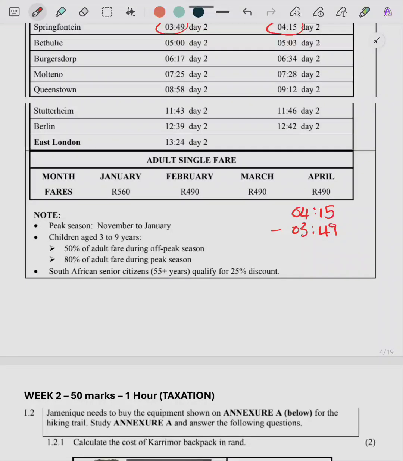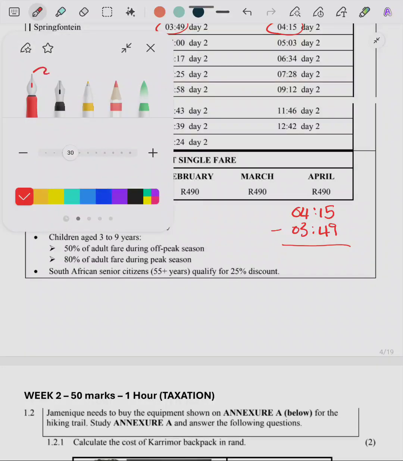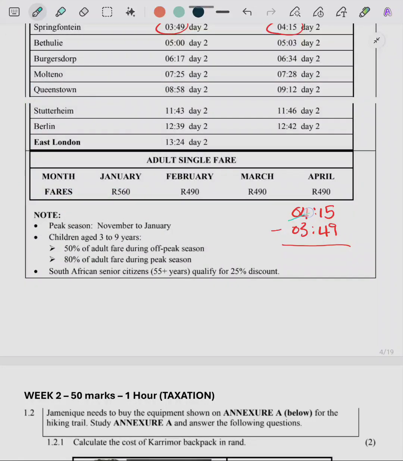Now here's my problem. I can't say 15 minus 49 because I'm going to get a negative number, and that's going to be a bit confusing. So what I need to do is borrow from my hours, and move an hour across into minutes. So let's make this 3 hours and carry 1 hour into minutes.